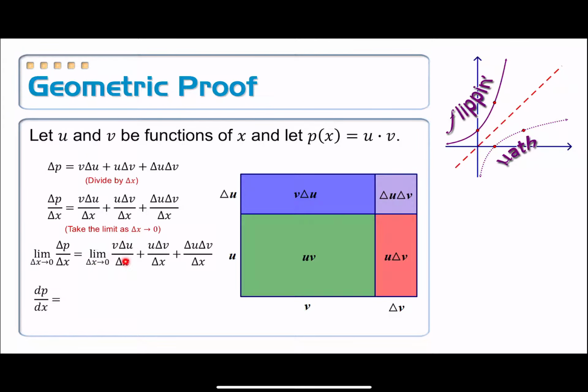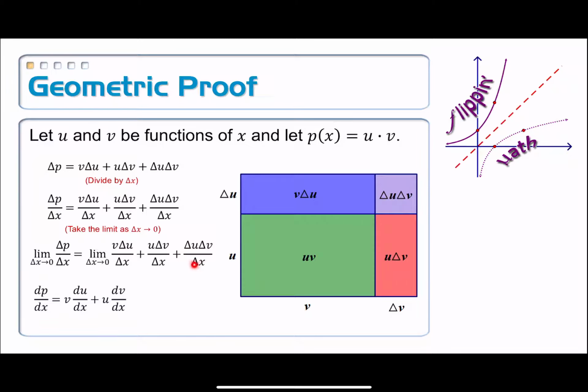That's a slope of a secant line, and with this limit, it's going to go to the tangent line du dx. So we have v du dx. Likewise, on the second term here, you have u. It's not affected by this delta x, but the delta v over delta x, that secant slope will go to the tangent slope dv dx. All right, so far it's starting to shape up, but I got a little bit of a problem right here.